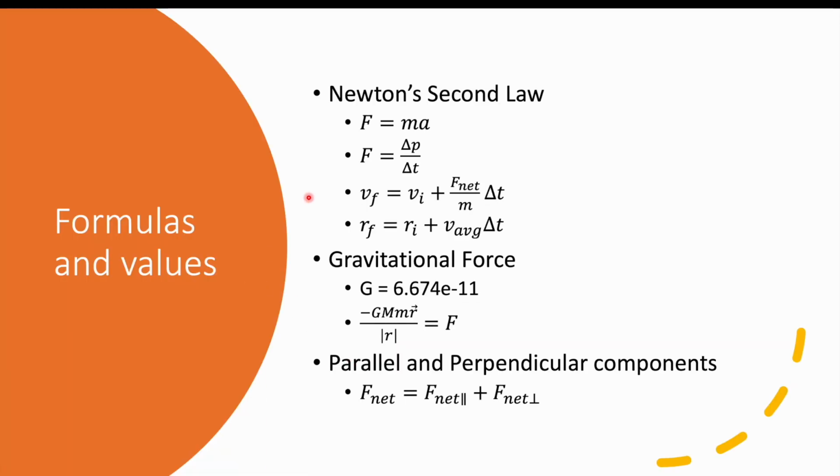So here are a few formulas and values. We can find here Newton's second law, force equals mass times acceleration, the momentum principle, change in momentum over change in time, the velocity update formula, and the position update formula. Here, considering gravitational force, this is supposedly the gravitational force, even though there is a square missing here. So please, my apologies, there should be a square. And here, this is the value of the gravitational constant. And we can see that the net force is equal to the parallel and the perpendicular forces.